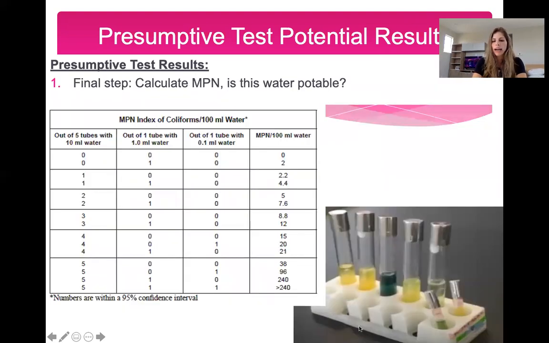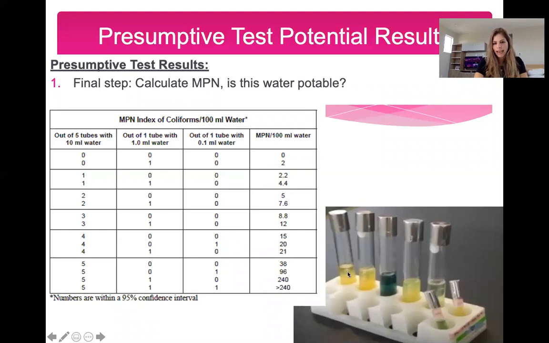And then once you have your tubes, you're going to determine MPN. And the way you do this is you go through this table. So when we do the presumptive test tubes, we inoculate 5 tubes with 10 milliliters of water. So when I look at these 5 big tubes, not these small ones, and I'm determining what's positive, to be positive, you have to have acid and gas. So you have to have yellow and a bubble.